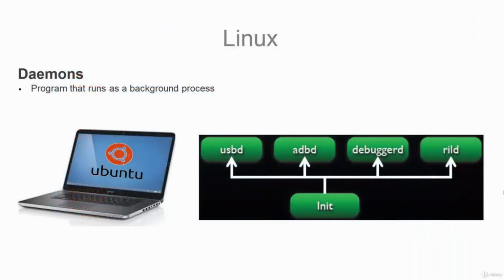The last Linux topic I want to cover is daemons. These are programs that run as background processes, and they are equivalent to services that run on a Windows operating system. One unique thing you should know about daemons is since they're system processes, their parent process is normally going to be the init process, which has a process ID of 1.